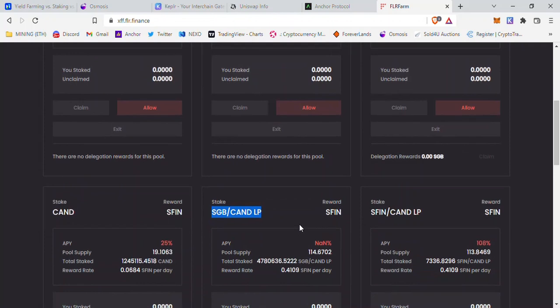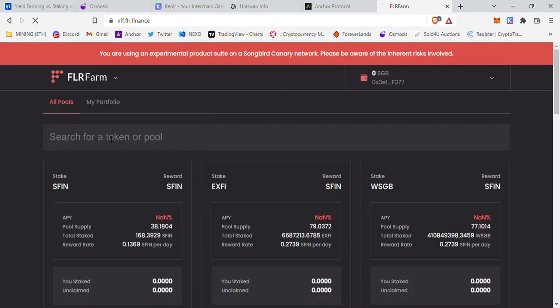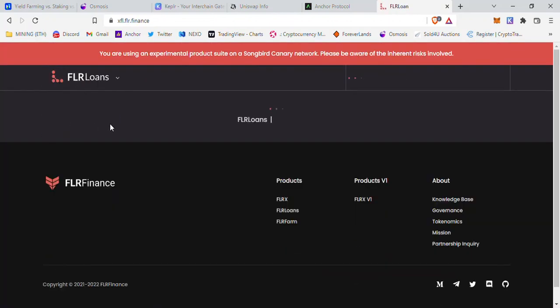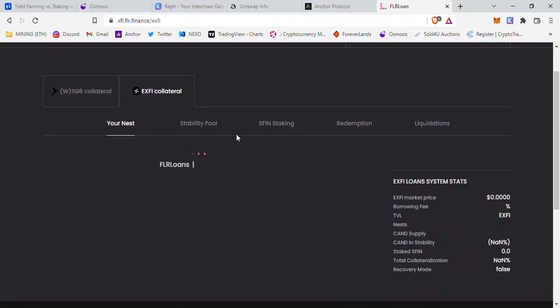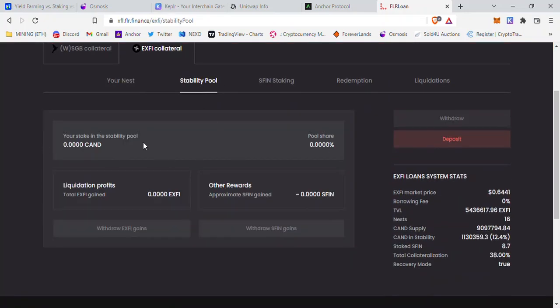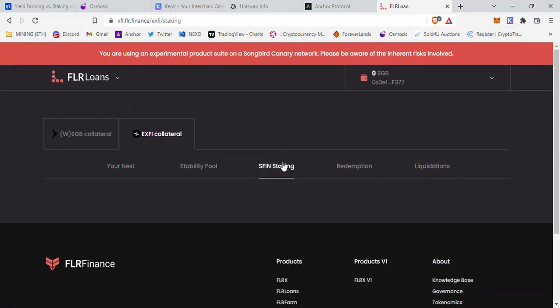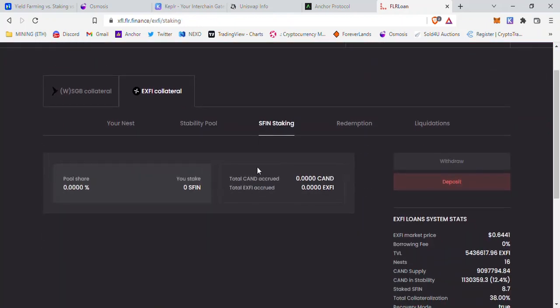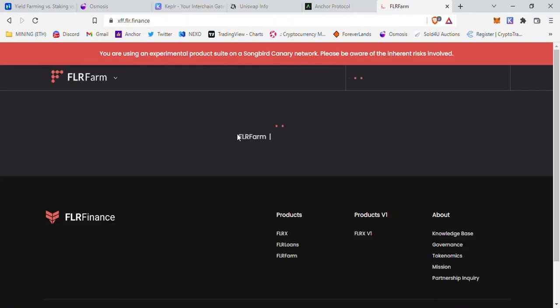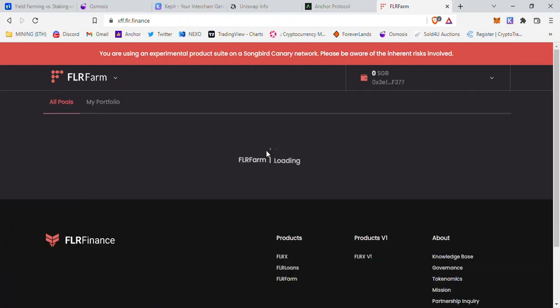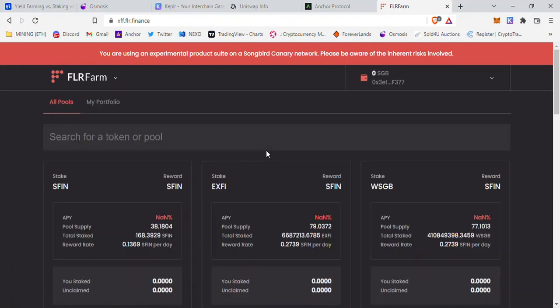So now you're earning their SFIN token, and you could then bring that over here and start staking it in their stability pool. SFIN staking. So then you would stake it here in the SFIN pool. Then you earn rewards from here on a daily basis. You'd be earning rewards from Flare Farm daily, and you'd then just be restaking them and compounding your earnings over and over again.